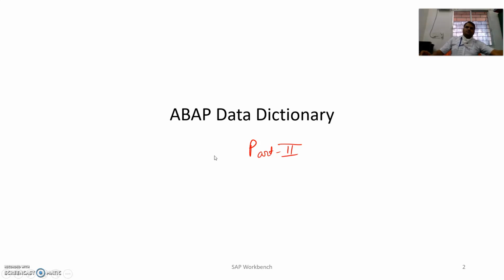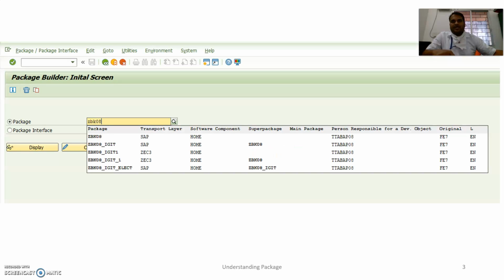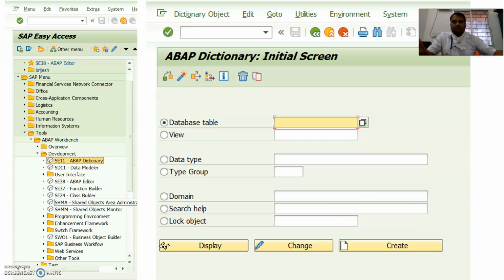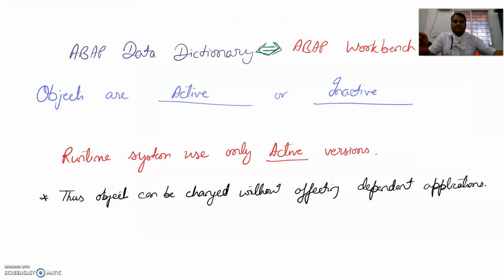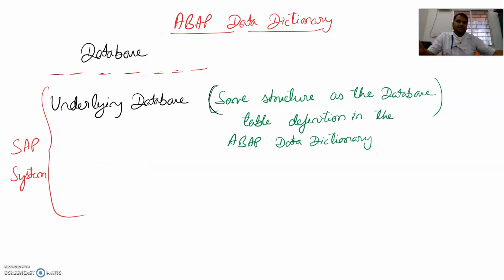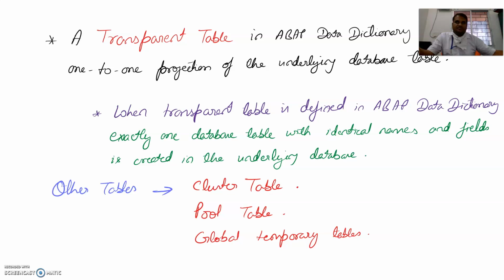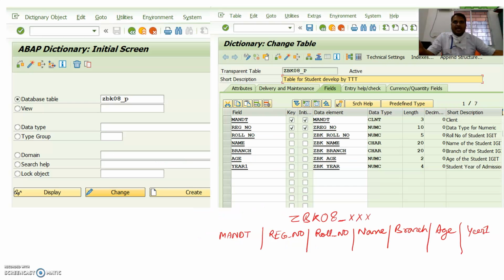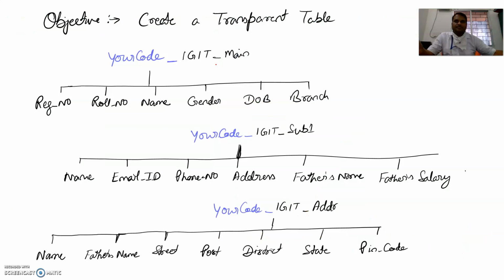In this video we are talking about the ABAP data dictionary, part 2. In part 1 we discussed a brief about the package. Then we talked about the ABAP data dictionary, and how to create a transparent table in the ABAP dictionary. Then we covered the advantages of using the ABAP data dictionary, the underlying database, and what a transparent table is and how to create it. This is what you can see as a transparent table. We discuss it, and then we take an example here.